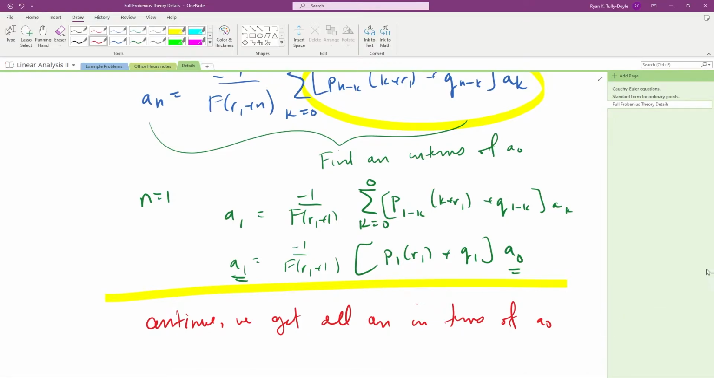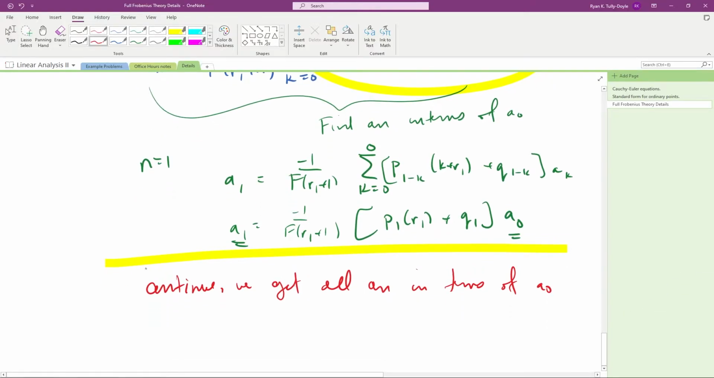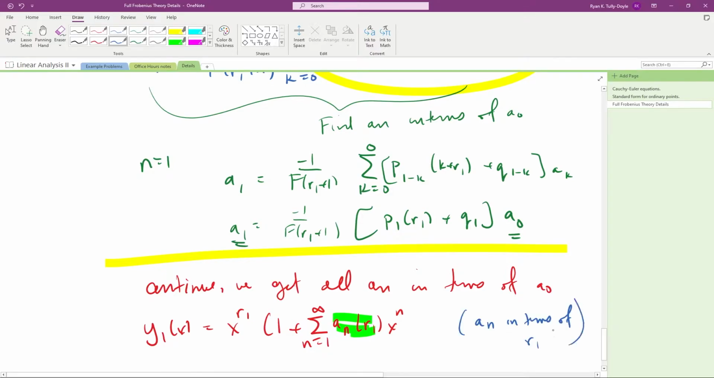And that's a justification for getting the Frobenius series y1 of x is equal to x to the R1 times 1 plus the sum from n equals 1 to infinity of an(R1) x to the n. And by an(R1), what we mean is the coefficients that we got out of that formula when we plugged R1 in for R, which will just be some number that we know. So it's not an abstract thing. It's a solution to an equation, so it's actually a number. So that gives us the first solution.